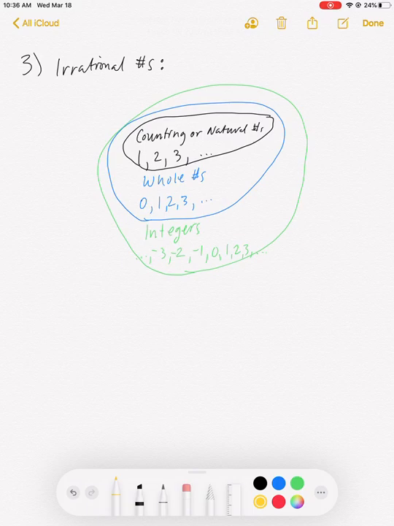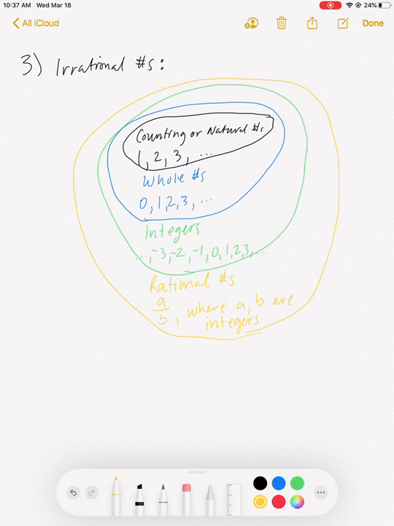fractions. We call those the rational numbers. Rational numbers are numbers of the form a over b, where a and b are integers. So rational numbers are anything that can be written as a over b. Now I'm going to include every number, because we can have some examples here: all fractions, some decimals.